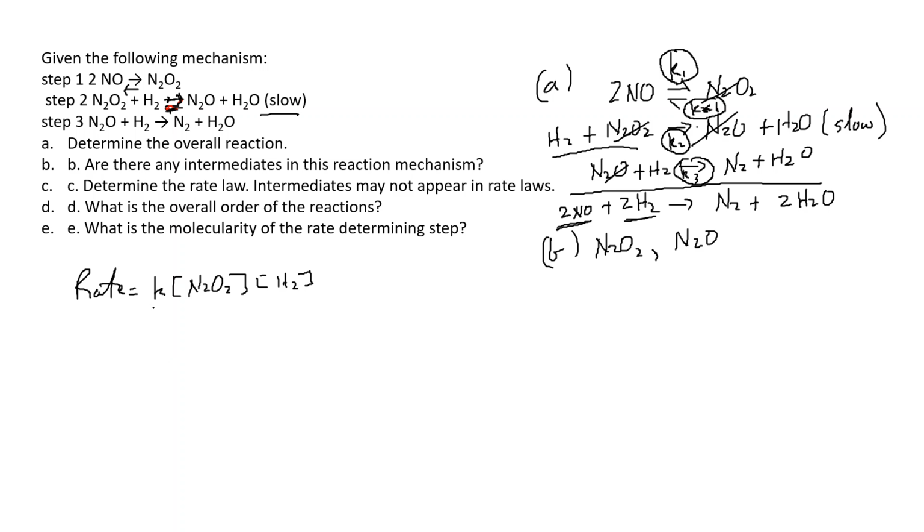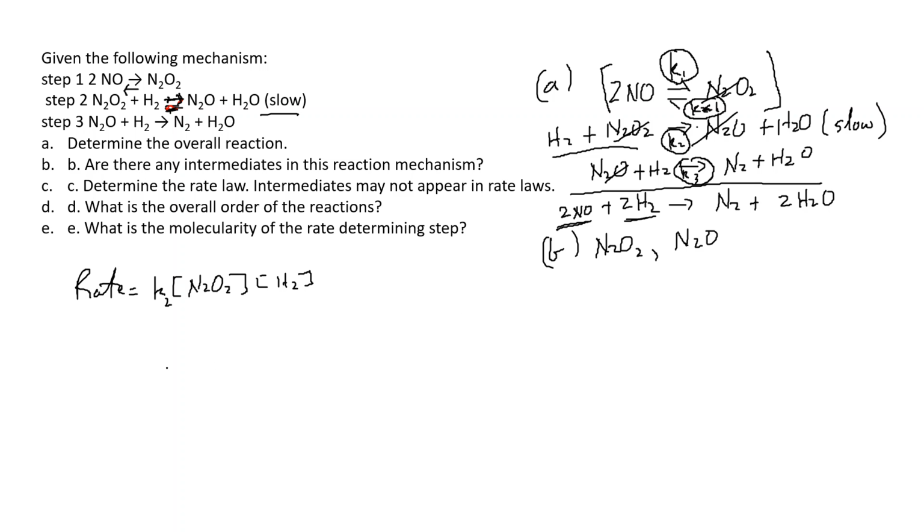So the actual rate law for the second step would be rate is equal to K2 times the concentration of N2O2 times the concentration of H2, right? And as I was saying before, we need to find some expression to replace the N2O2 so that it is expressed in terms of the concentration of the reactants. And the key to that lies in the first step here, which is a reversible reaction. Now, the assumption that we're going to make here is that the rate of the forward reaction is equal to the rate of the reverse reaction.